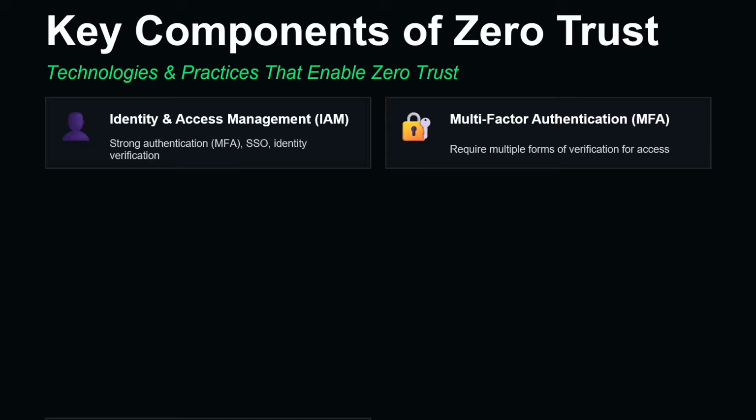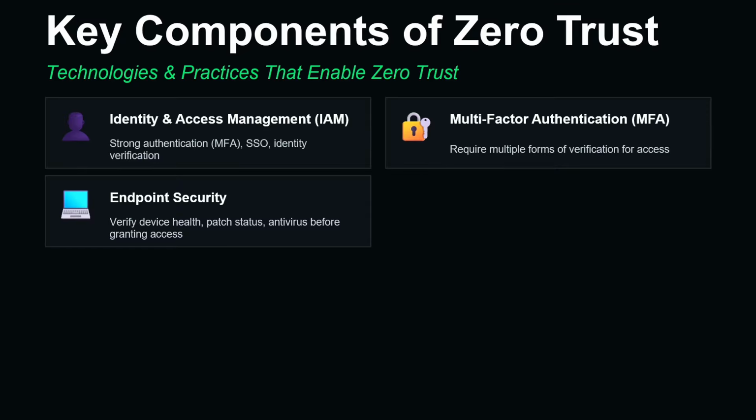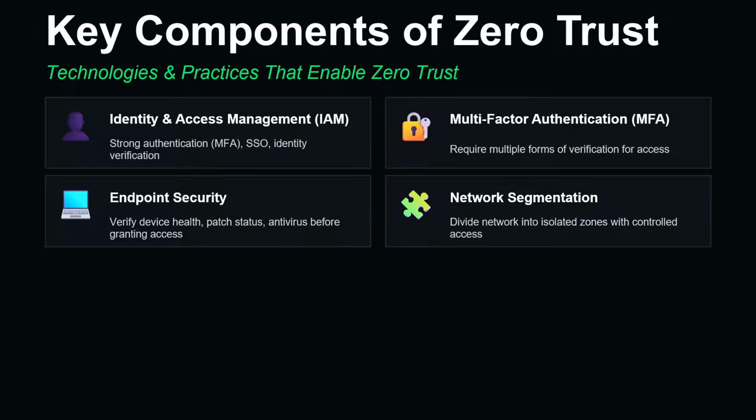Another component is endpoint security. This is to not just verify the user, but to verify the device, so that even if the device is compromised or out of compliance, it will deny or limit access. Another key component is network segmentation, which is once again to break your network into small isolated segments, so that the traffic between segments requires explicit authorization. If one segment is compromised, it's contained.